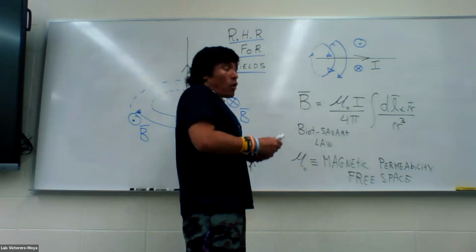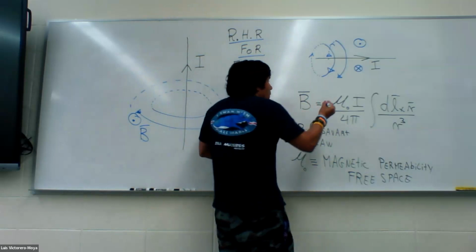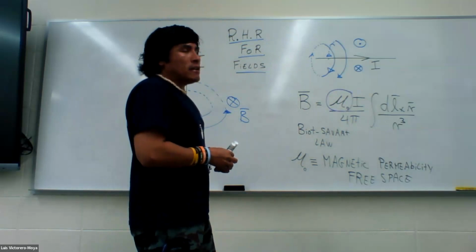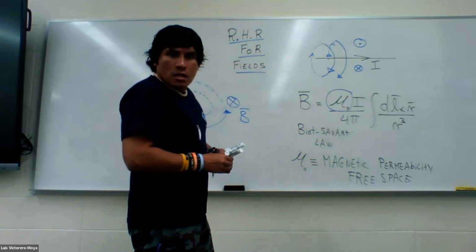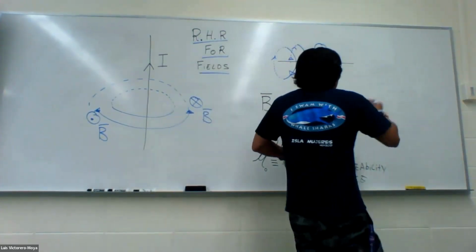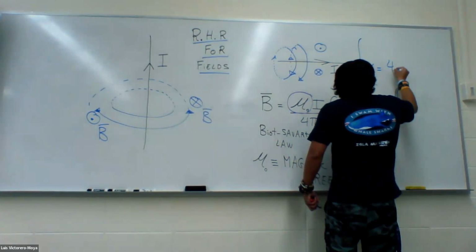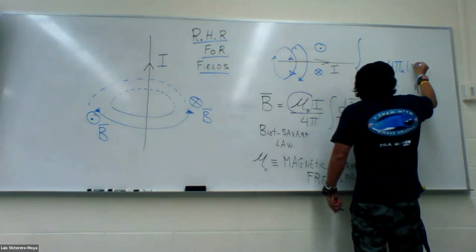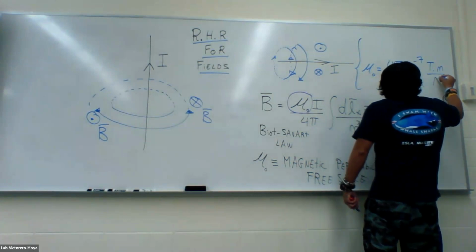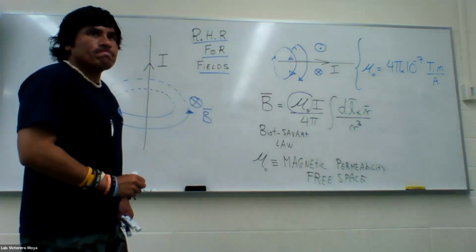And what's the value of it? That's a constant. E naught is a fundamental constant for electrostatics. Mu naught is the fundamental constant for magnetic fields or for the study of magnetism. And the value of mu naught is defined as 4 pi times 10 to the negative 7 Teslas meter per ampere. That's the value of mu naught. All right.